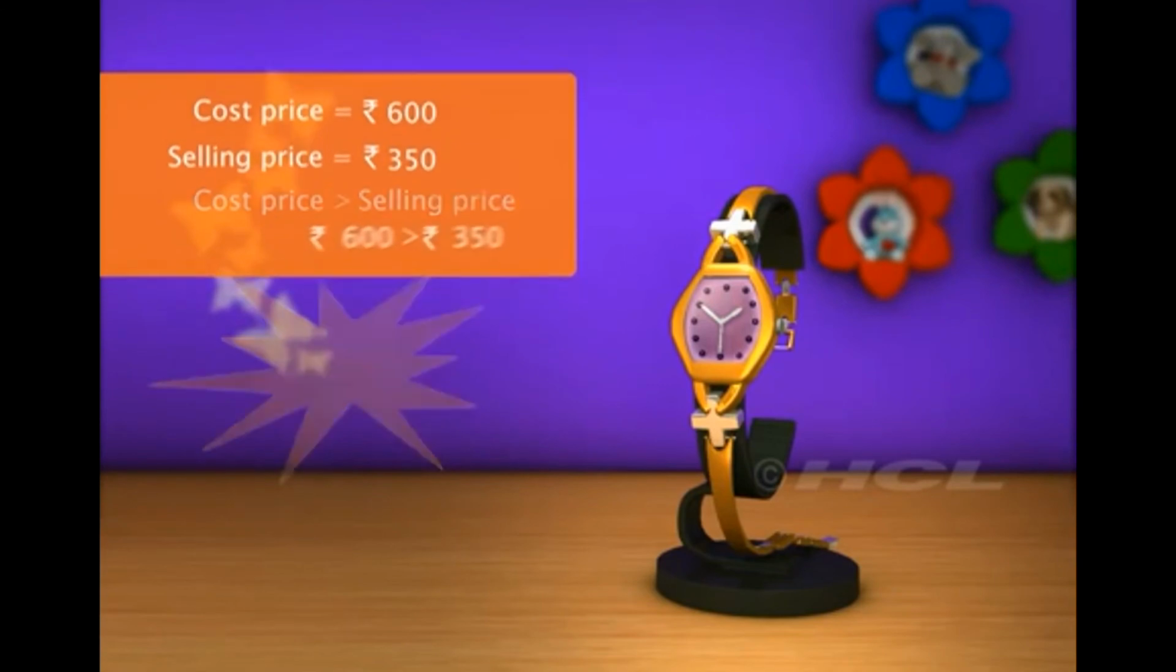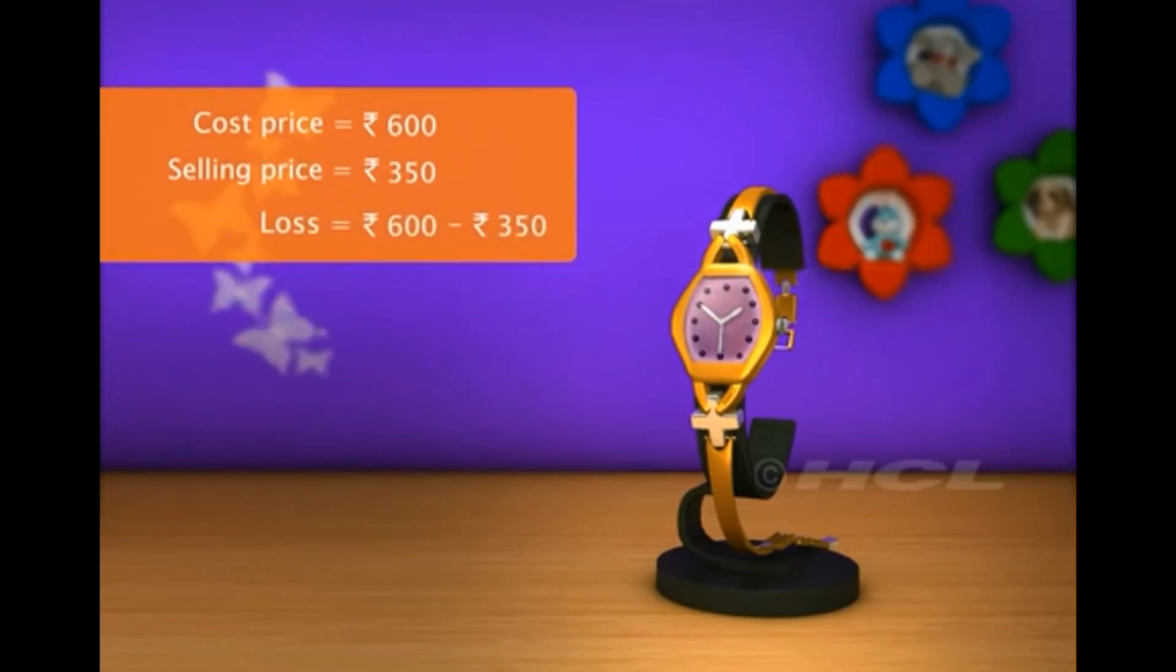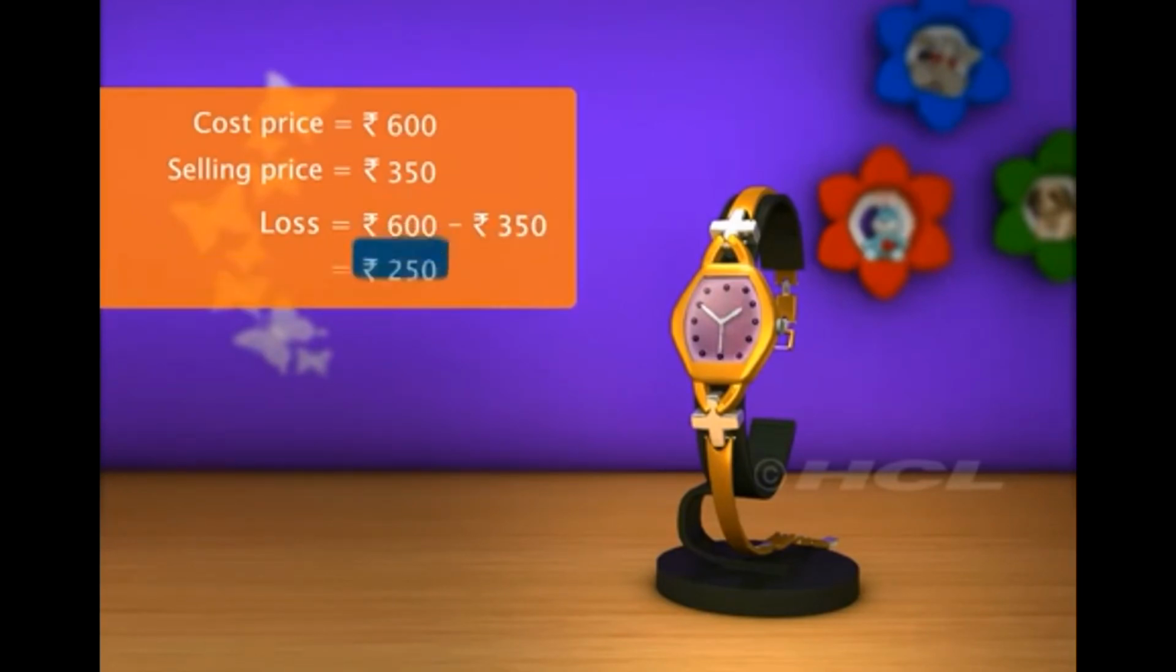Students, to calculate the loss, we subtract the selling price from the cost price. Subtracting rupees 350 from rupees 600, we get rupees 250. So, Sam would have made a loss of rupees 250 if he sold the watch to the shopkeeper. So he decided not to sell it.